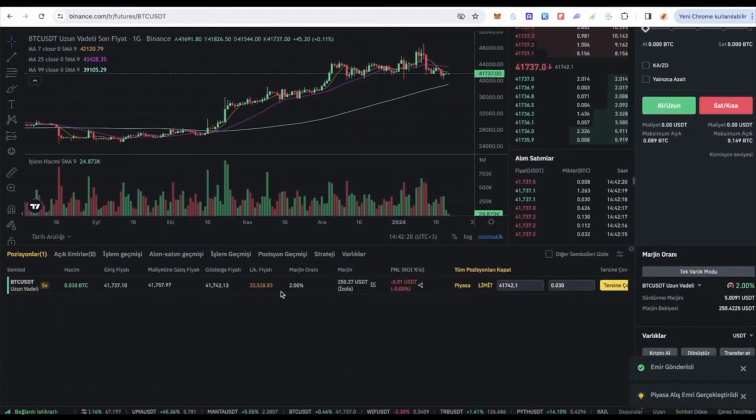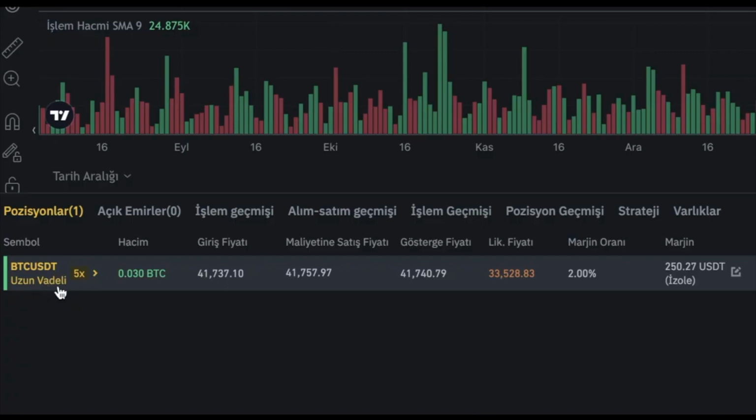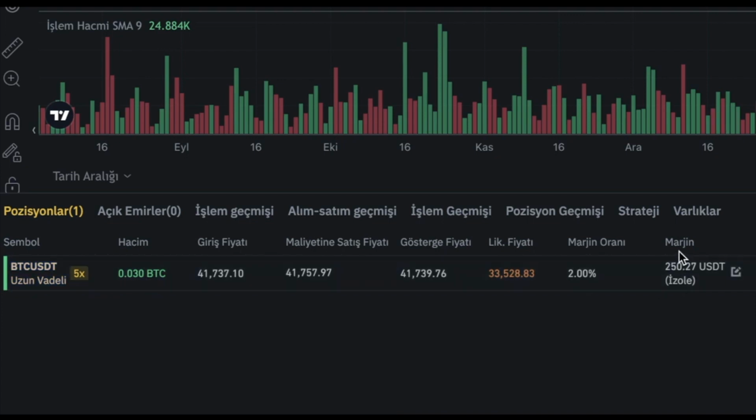Now I'm going to open a position again. I'm going to open it on the market. I've opened a position of 5x. Now let's read this position. What does the position mean? I opened a Bitcoin long position of 5x. My total volume is 0.030 Bitcoins.